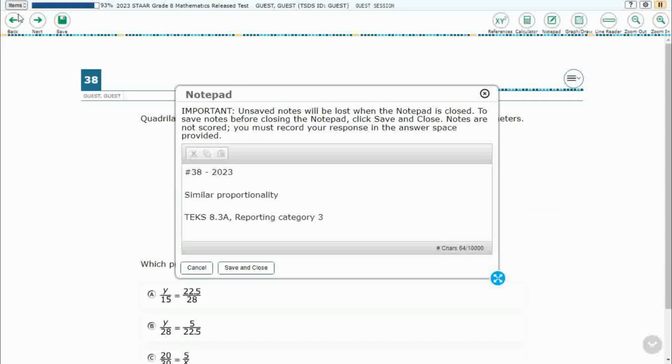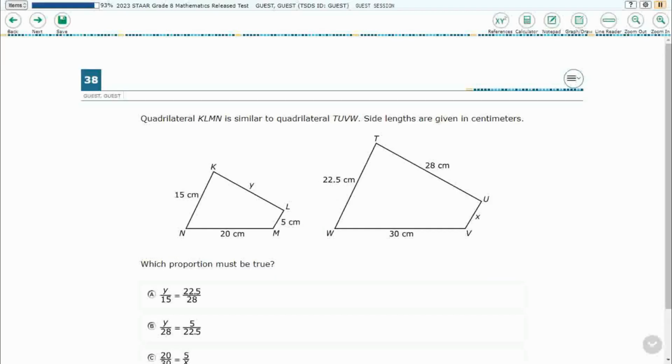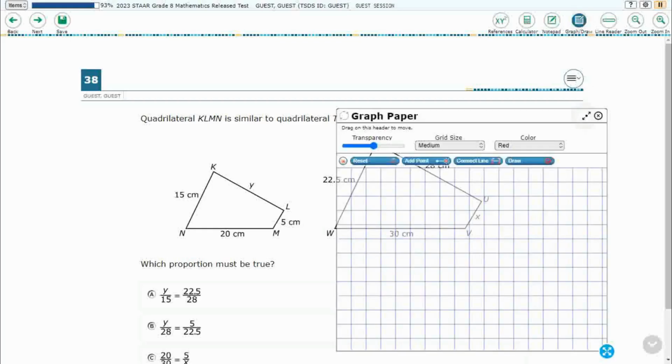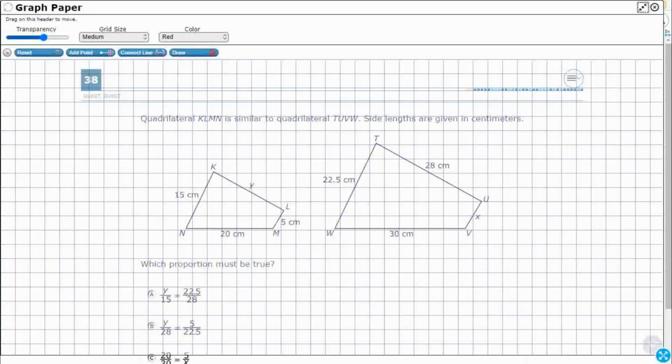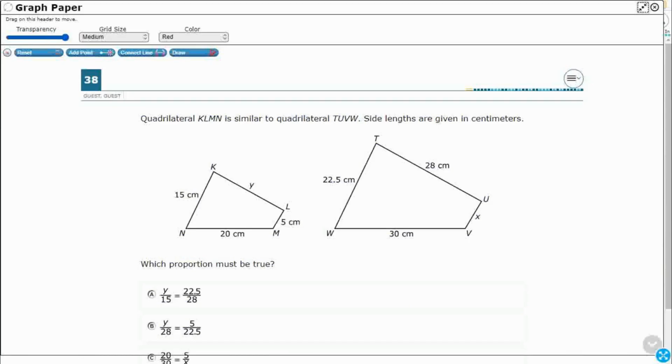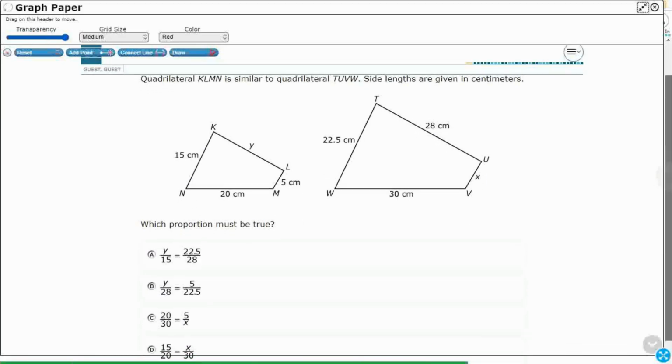Number 38, we are looking at similar proportionality. This is TEKS 8.3a in reporting category 3. So we got 2 quadrilaterals, and it says that they are similar. That's going to be very important for us, because we are looking for a proportion. So what do we know if they are similar?